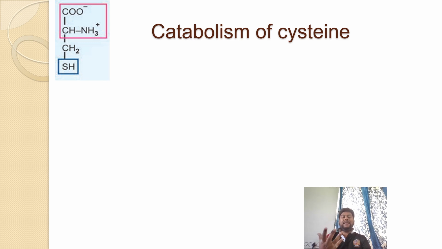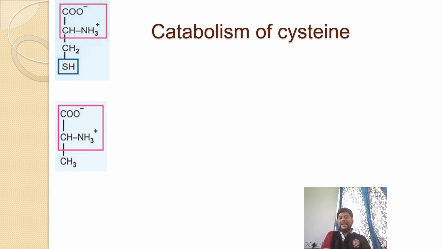Like many other amino acids, the first step in the catabolism of cysteine is removal of the amino group by a process called transamination. When you see the structure of cysteine, it is nothing but an alanine with an extra sulfhydryl group. Okay, so this is the cysteine, and this part is nothing but an alanine. An alanine with a sulfhydryl group is called cysteine.